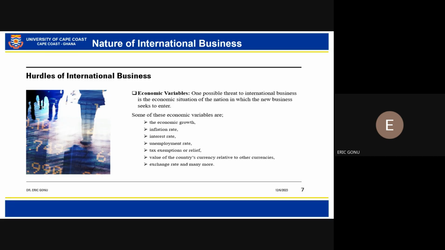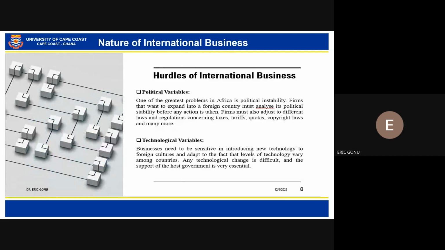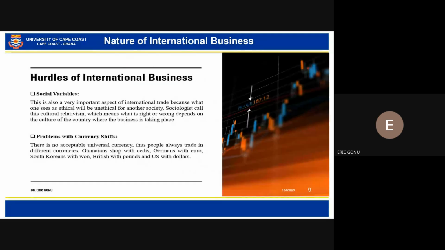They have exchange rates and many more. So all these things are part of economic hurdles. And we talk about political variables. So political stability, they all have effects on the technology and others. So you've spoken about this. The last one to talk about is the problem of currency safety.